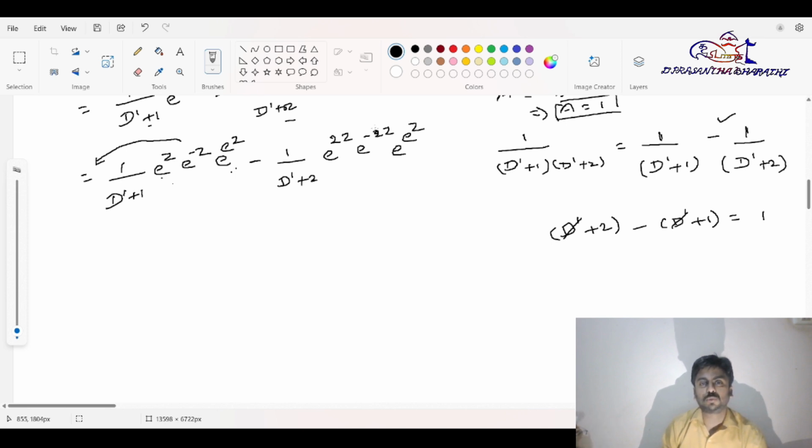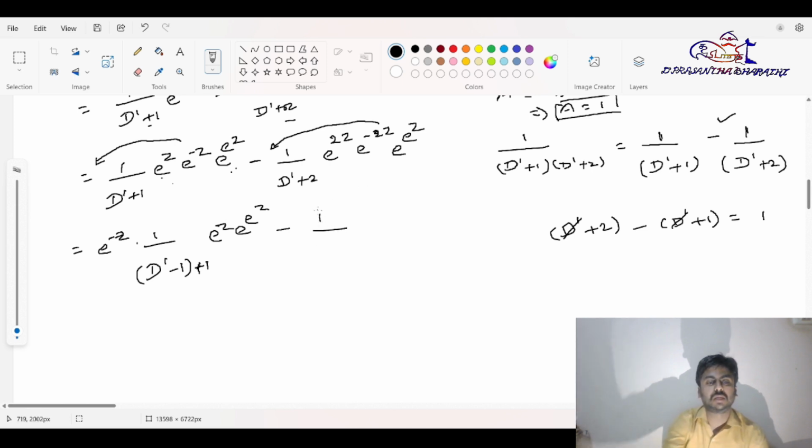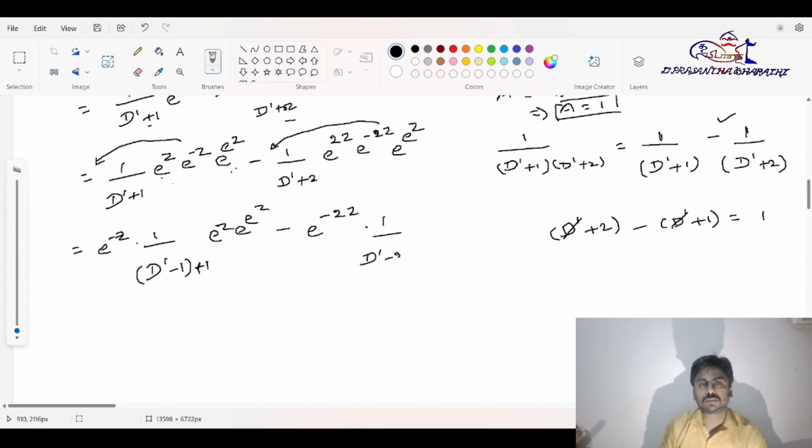Okay. And the idea here is to take this e power minus 2z to the leftmost end, so that I will get here d dash minus 2, then plus 2 will get cancelled, so 1 by d dash. So I am writing e power minus z into 1 divided by d dash minus 1 plus 1, into e power z e power z, minus e power minus 2z into 1 divided by d dash minus 2, then plus 2, into e power 2z e power z.